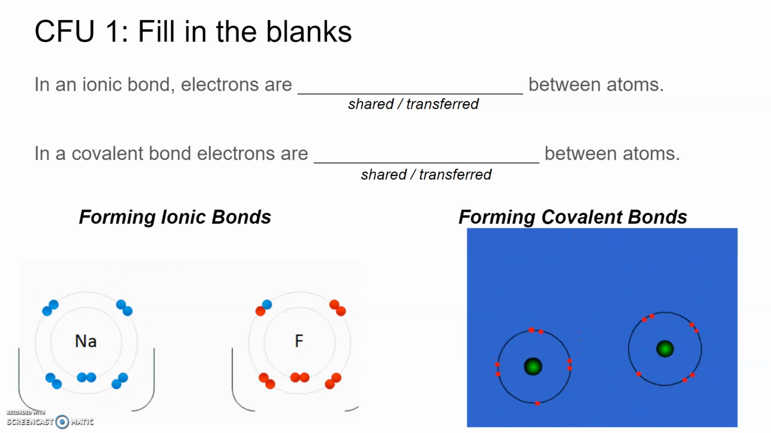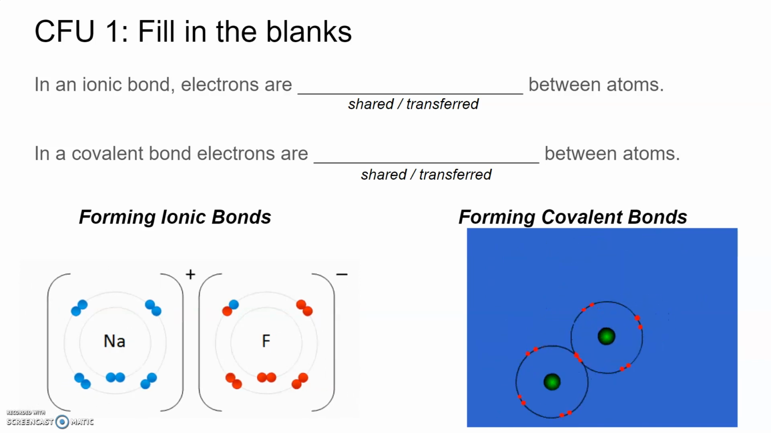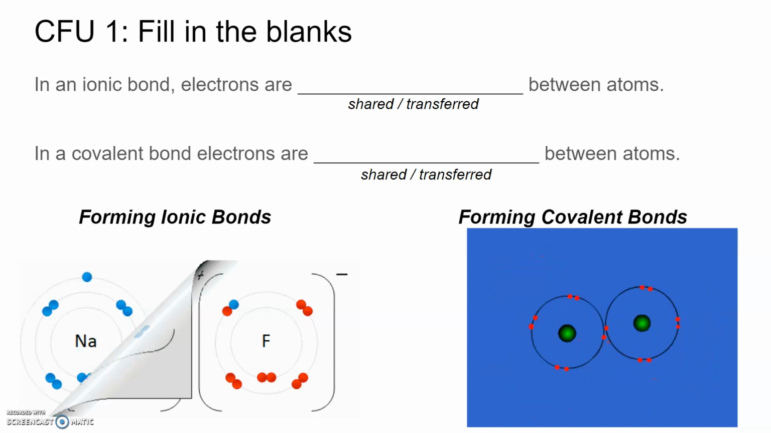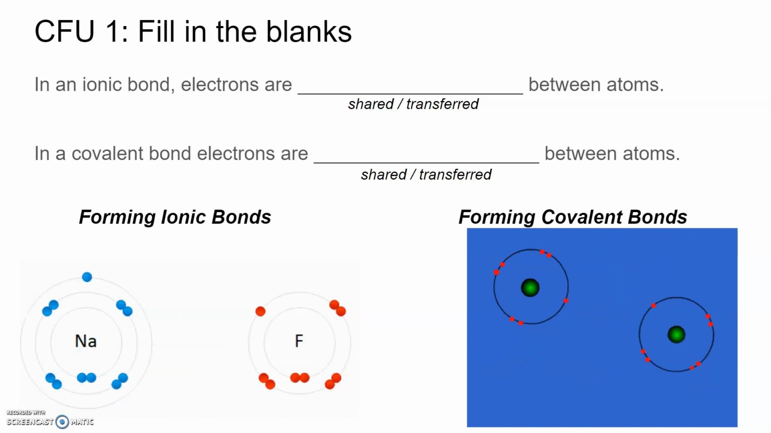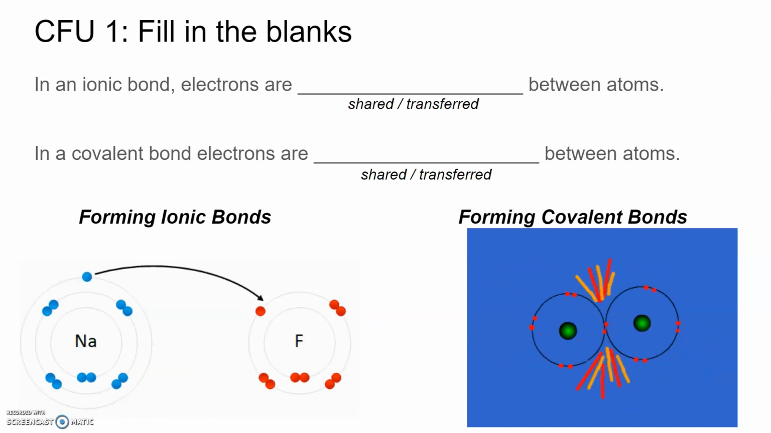For example, in an ionic bond, electrons are what? Are they shared or transferred between atoms? And you'll do the same for a covalent bond. Pause the video now, and when you press play again, the answer will be revealed.